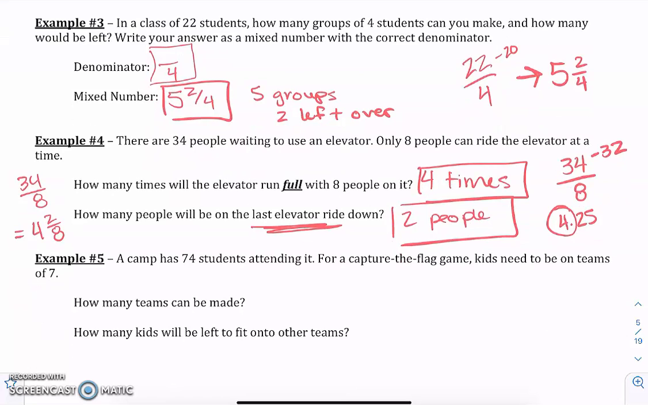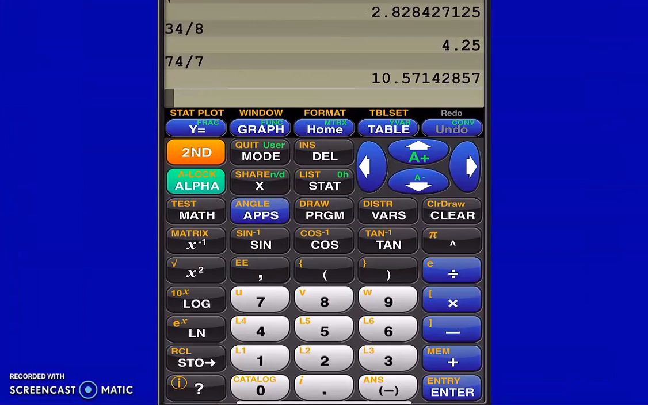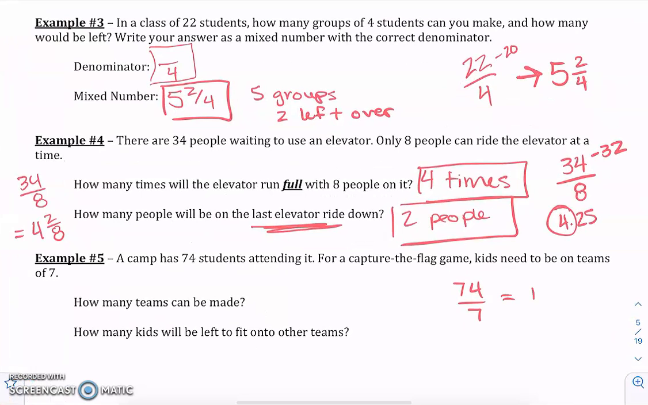So example 5 says the camp has 74 students. For a capture the flag game, kids need to be on teams of 7. So how many full teams can be made? So again, teams of 7, 7 is the denominator. So if you divide, you've got 10 and some left. So 10 is how many full teams.